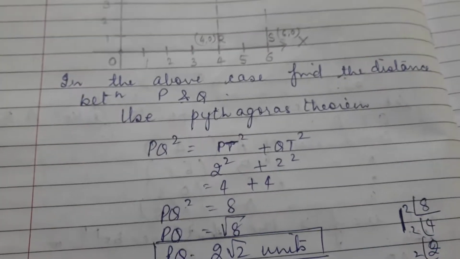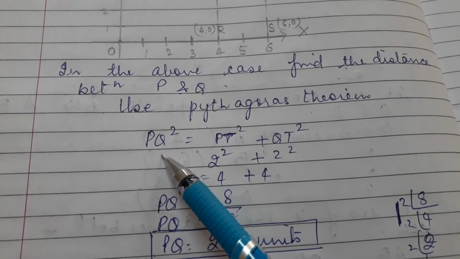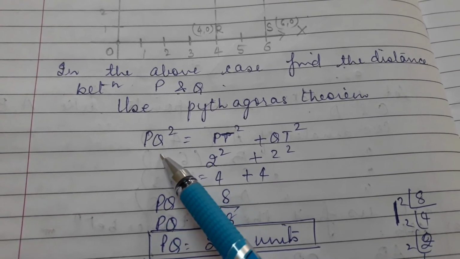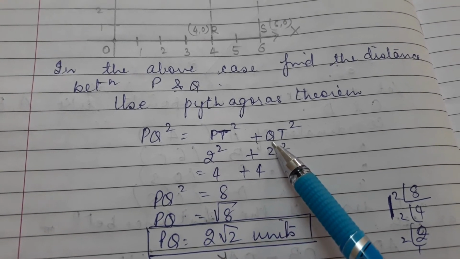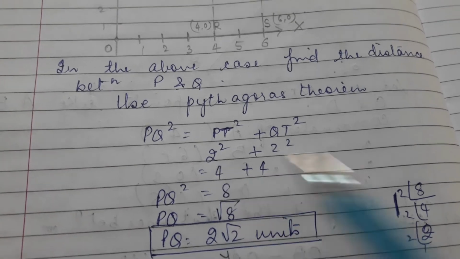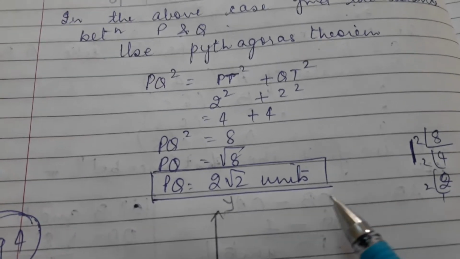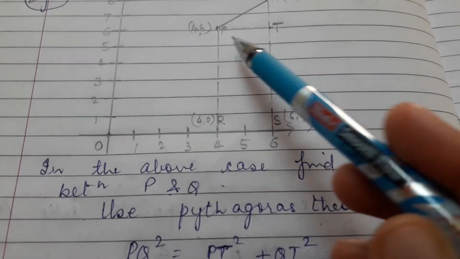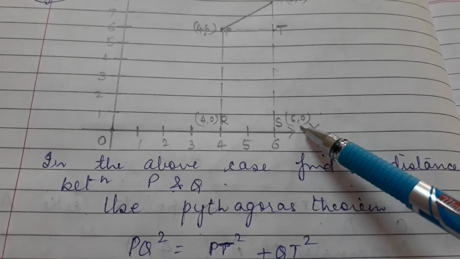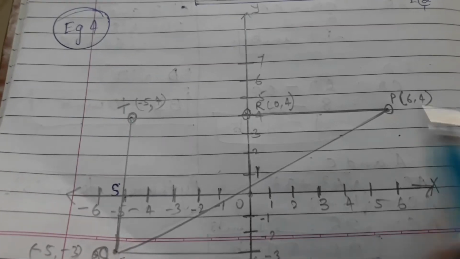So to find the distance between the two given points P and Q, we'll use the Pythagoras formula, and that will give you PT square plus QT square, and that is equal to 2 square plus 2 square, which will give you 8, and root of 8 will be 2 root 2 units. That means we can find the distance between any two given points on the Cartesian plane. This was example 3. Now one more, example 4.